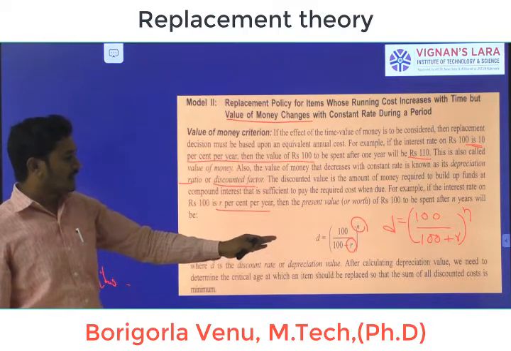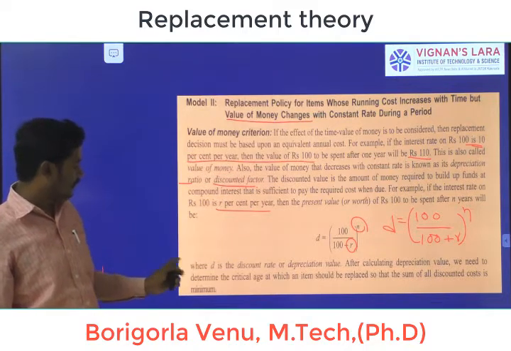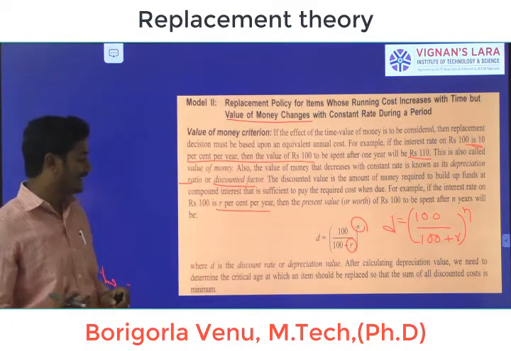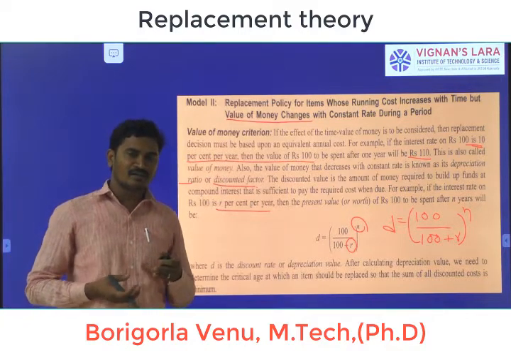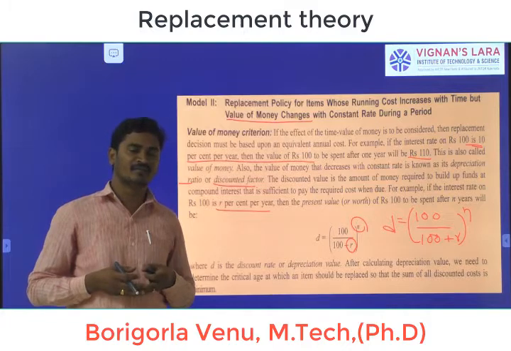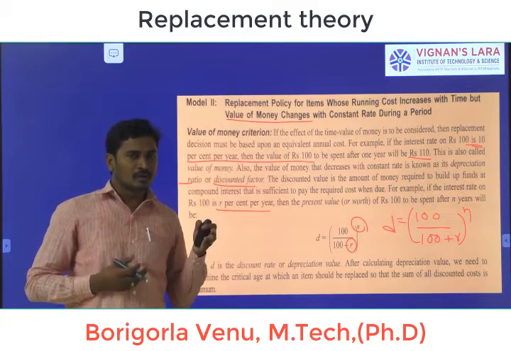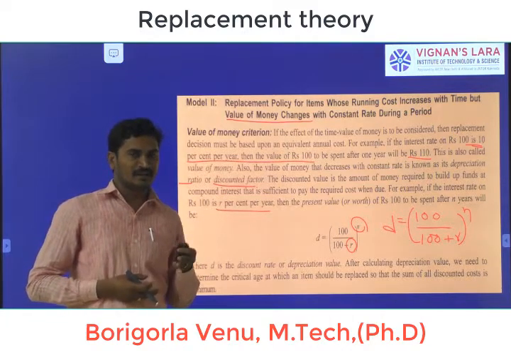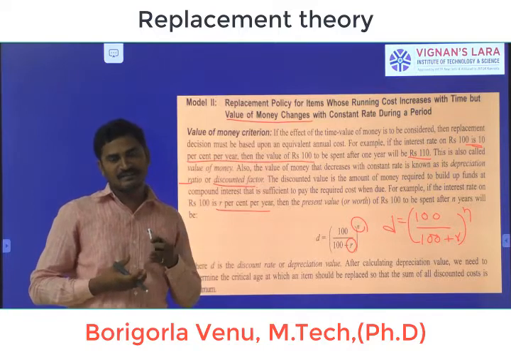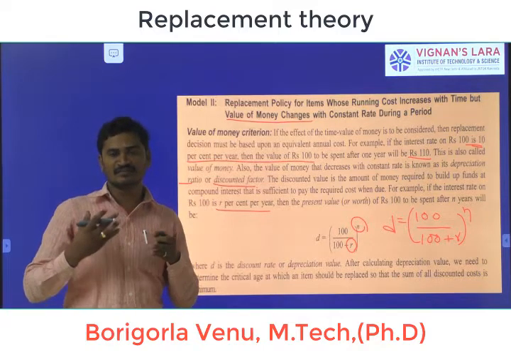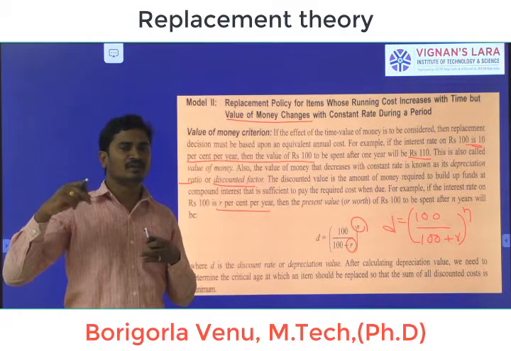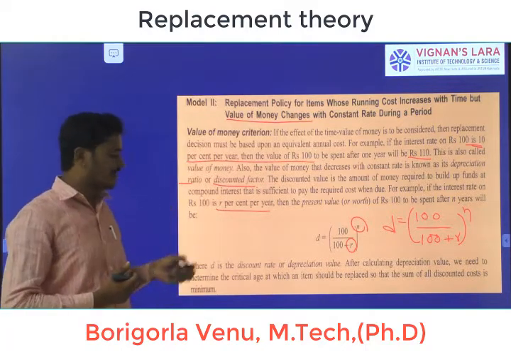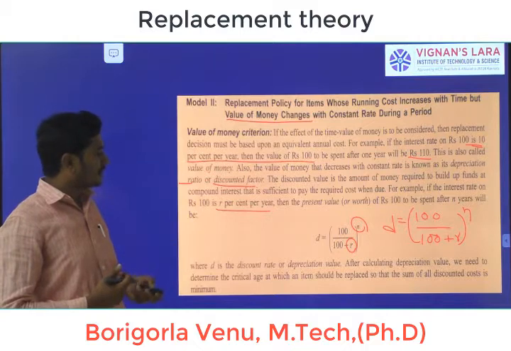After calculating the depreciation value, we need to determine the critical age. Critical age means we find the annual cost and the cumulative annual cost, and after that we take the replacement year. Gradually the cost decreases, and at some age it will increase. When we have the lowest value, there we are going to replace the item.